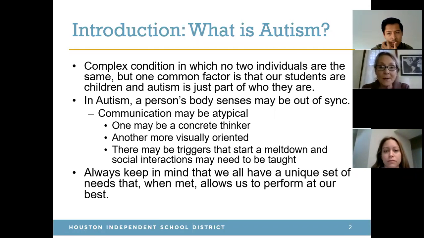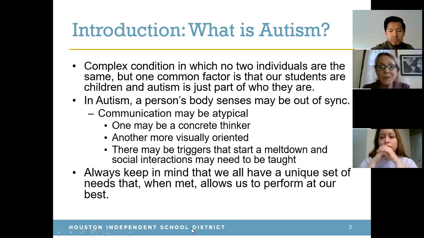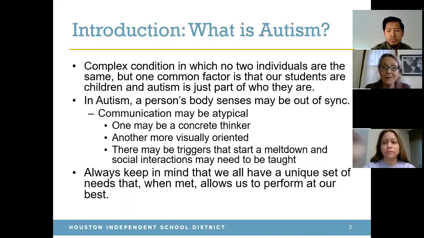So you as a parent know your child the best. You may know the triggers that they have, and you may also know that you have to teach them to interact. And always keep in mind that we all have a unique set of needs that when met allows us to perform at our best. So if it's very cold in a room, it's hard to pay attention, and if somebody can turn the chill down, it helps us concentrate. Your child is the same. So just keep that in mind, that we all have a set of unique needs that, if they're met, allows us to perform at our best.